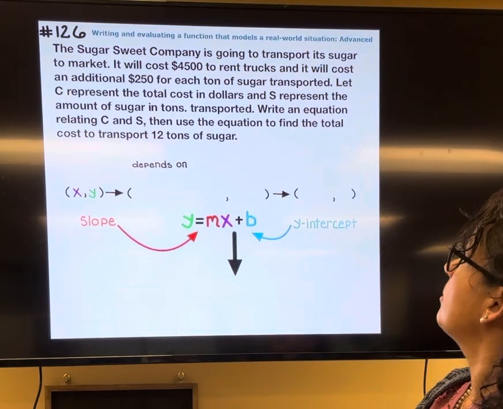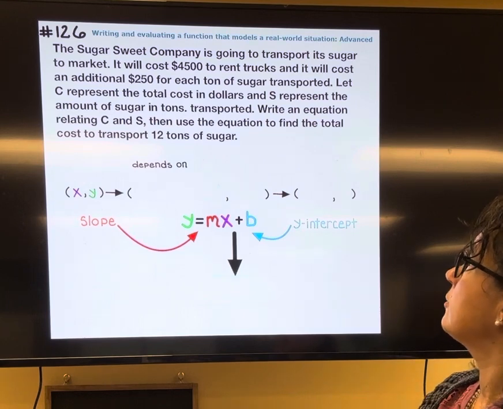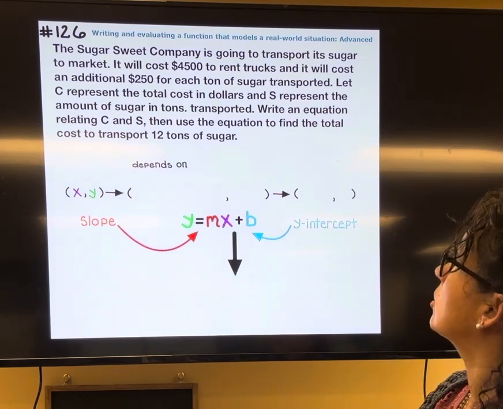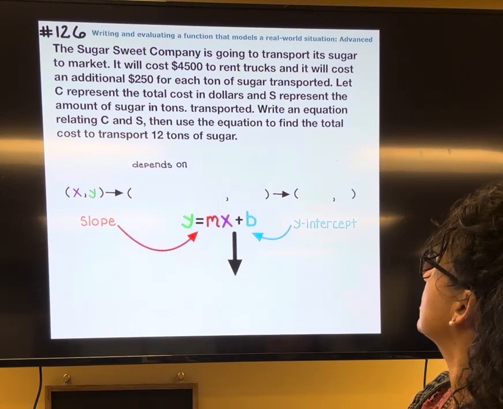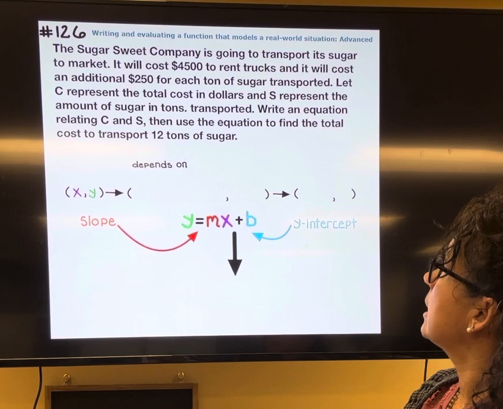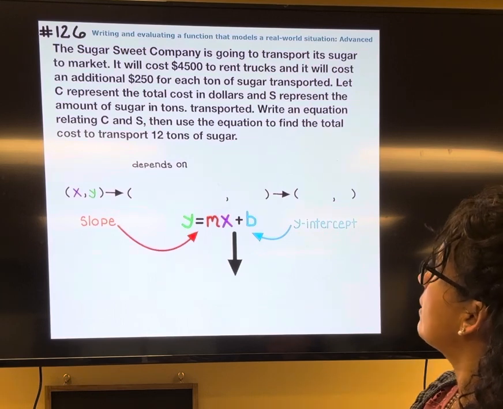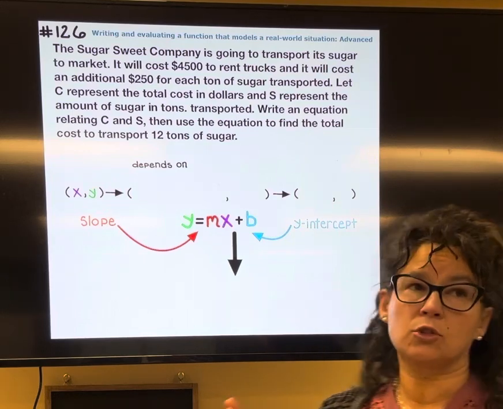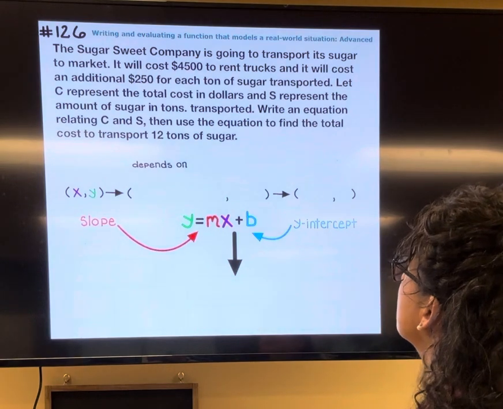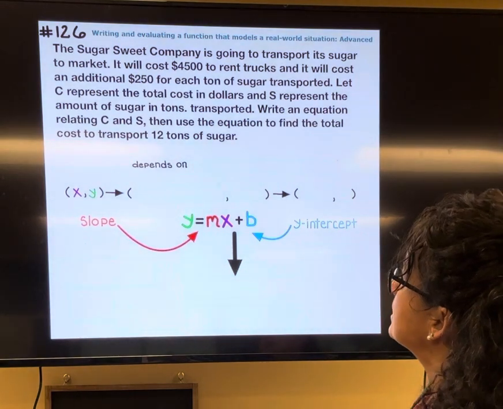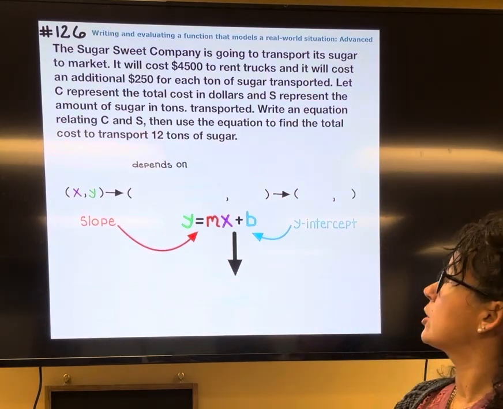So the Sugar Sweet Company is going to transport its sugar to market. It will cost $4,500 to rent trucks, and it will cost an additional $250 for each ton of sugar transported. Let C represent the total cost in dollars, and S represent the amount of sugar in tons. So far we know the X and Y is either C or S.